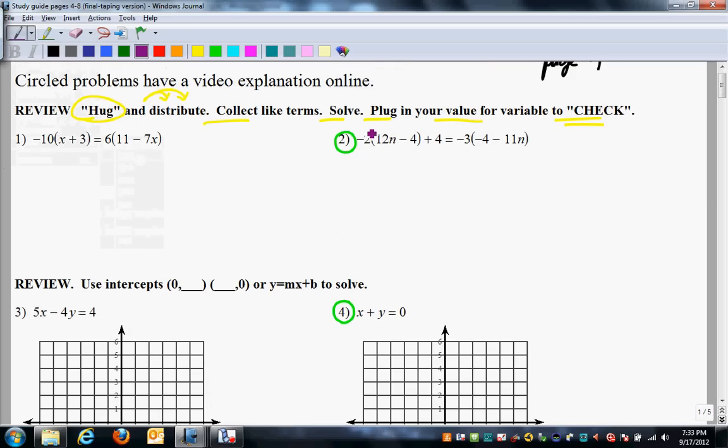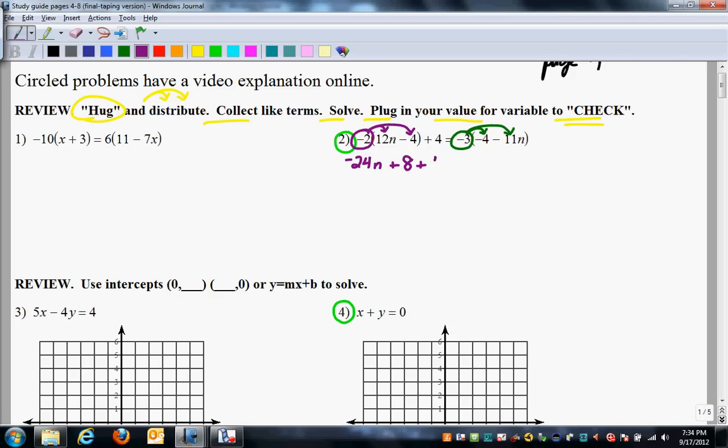We're going to start by hugging our outside, which is -2, and draw distributive lines. And then over here, circling the -3 and drawing your distributive lines. I'd like you to hug and distribute. Now do your second line. -2 times 12. Don't forget to keep that variable. Negative times a negative makes a positive, 8.